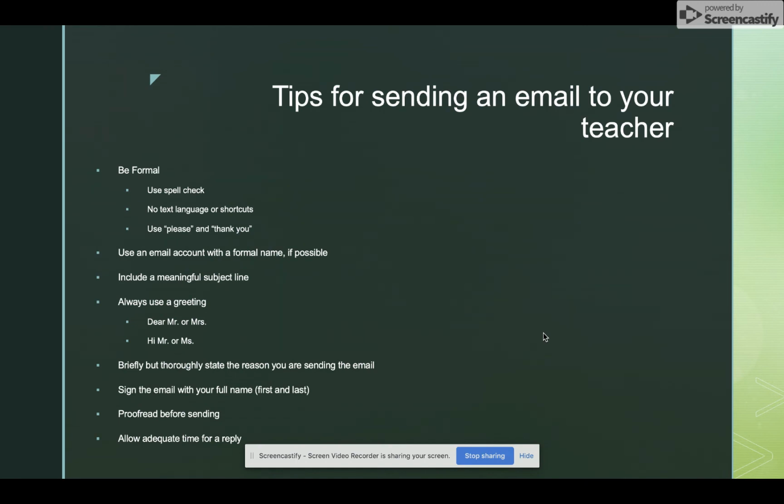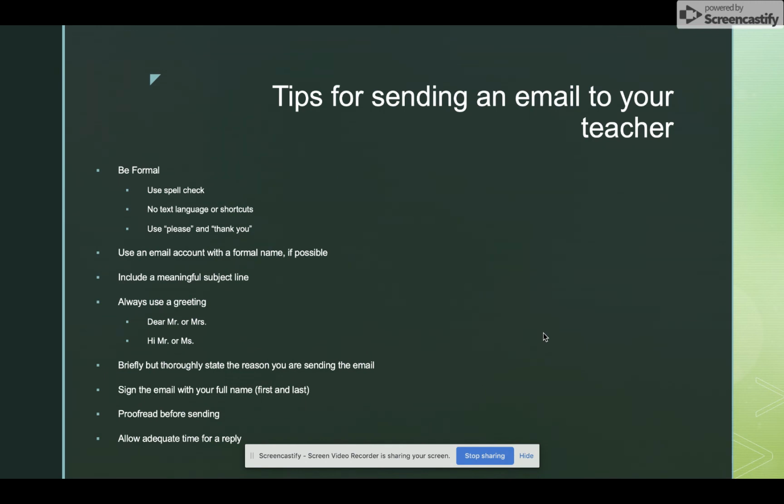While I appreciate you reaching out to me and letting me know that you need help, that's not giving me enough information. I don't know who needs help. I need your first and last name. I don't know what class you're in, and I don't know what specific assignment you need help with. So just saying I need help is way too broad. It doesn't give me the specific information I need to help you with your particular problem.